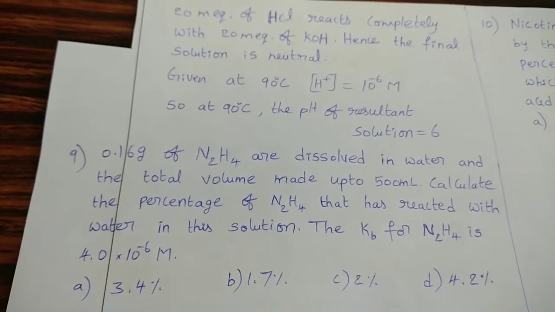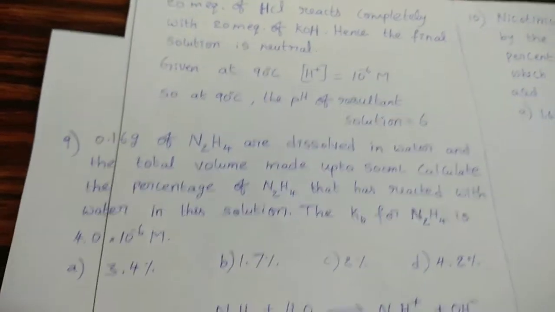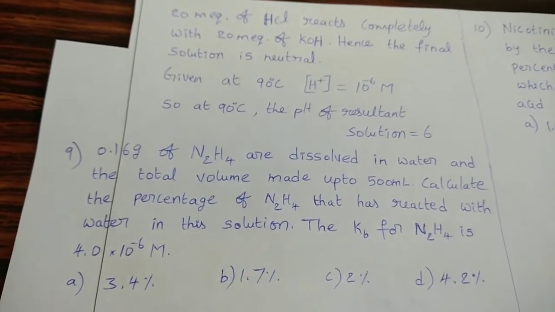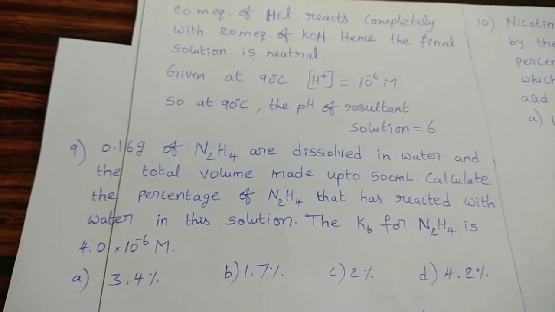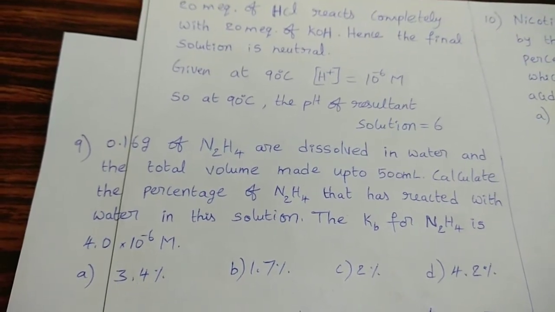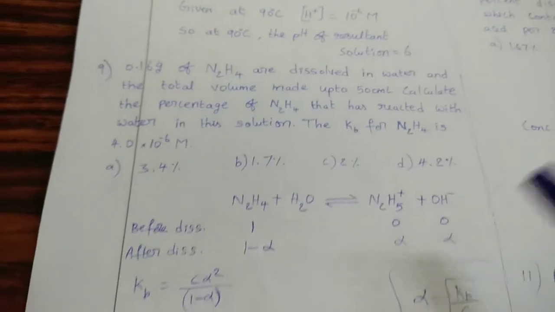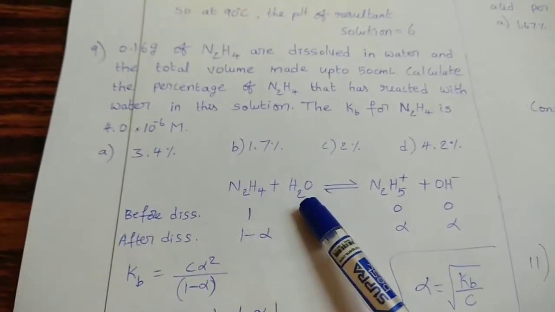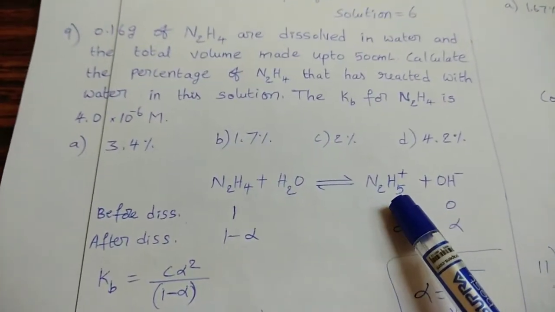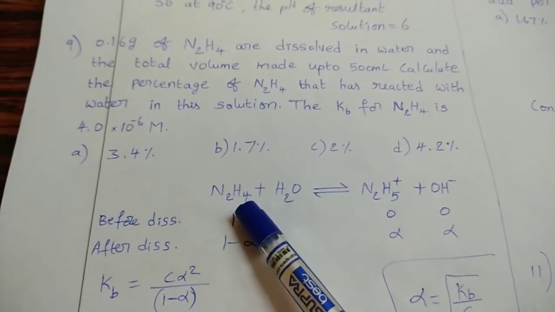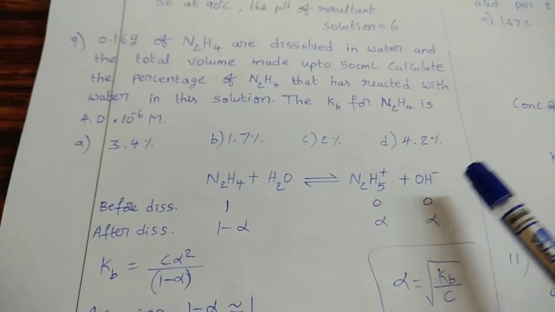N2H4, what is the name? Hydrazine. Okay. So mass is given, 0.16, and volume of the solution, 500 ml, is given. We should calculate percentage of N2H4. So for this, the reaction is N2H4 + H2O gives rise to N2H5+ and OH-. H2O donates a proton, N2H4 can accept it, then we can get these ions.